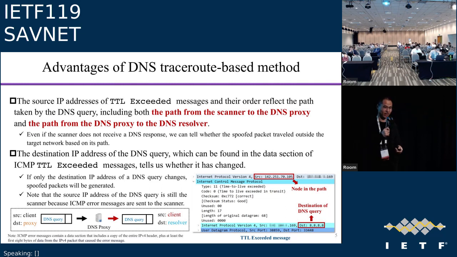Second, the destination IP address of the DNS query can tell us whether it has been changed, which can be found in the data section of ICMP TTL exceeded messages. So if only the destination IP address of a DNS query changes, we know a spoofed packet is generated. And we should note that the source IP address of the DNS query is still the scanner, because ICMP error messages are sent back to the scanner directly.